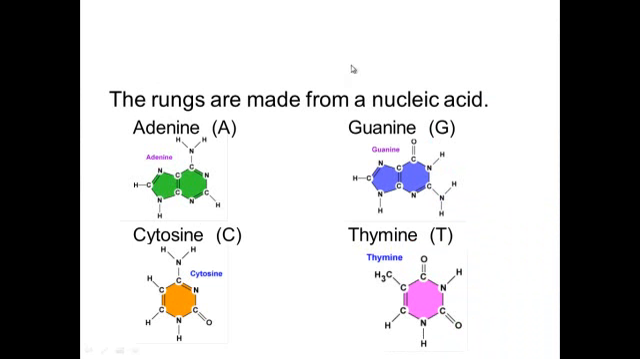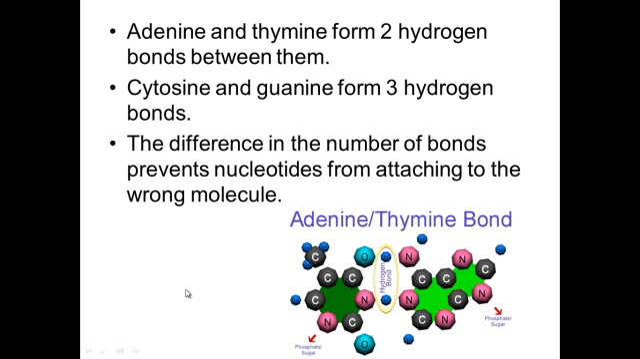Okay, let's look at the rungs. You should recognize the rungs just by looking at them. You don't have to memorize that this is a cytosine and this is a thymine. I'm not too worried about that. But which ones are purines and which ones are pyrimidines? Okay, which is which? Adenine, a double ring, will only bind to thymine, a single ring. Guanine, a double ring, will only bind to cytosine. Okay, I already told you that adenine and thymine have 2 hydrogen bonds, cytosine and guanine have 3. The difference in the number of bonds helps to prevent bonding to the wrong molecule.